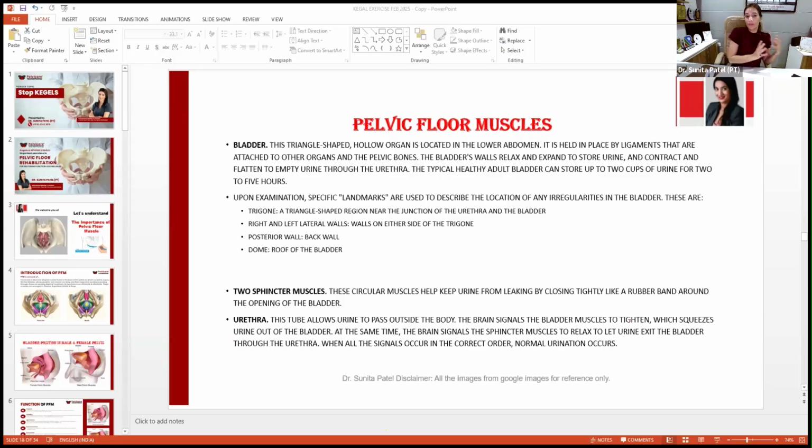So it might be that the superficial muscles are relaxed, but the deeper muscles around the vagina, the middle layer or the deeper layer, might be tight. That's why you cannot go for penetration. So in this way, you have to go for dilation therapies. The treatment will be different.